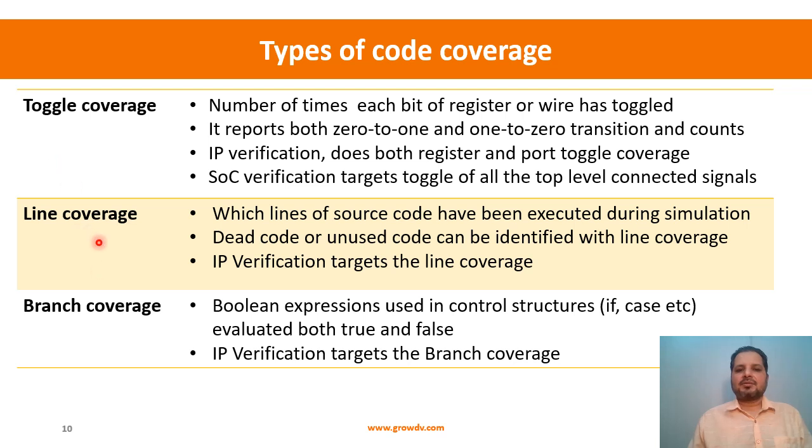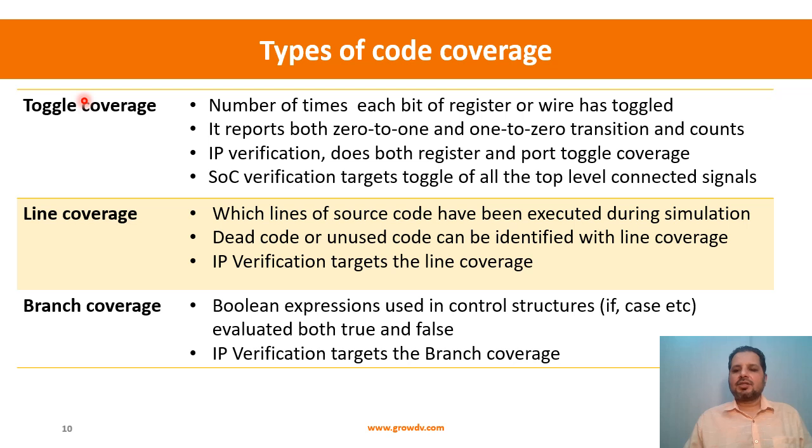So line coverage helps us measure which lines of source code have been executed during the simulation, and dead code or unused code can be identified with the help of line coverage. So what happens is, over a period of time, a particular IP might evolve in terms of its features, and certain features might get deprecated and removed from the test bench, but they might be left within the design. Right, so in those cases, when we look at the code coverage report, we can identify that this is dead code or unused code, and that can be removed from the design. Sometimes it could lead to savings of area as well. And then IP verification typically targets the line coverage.